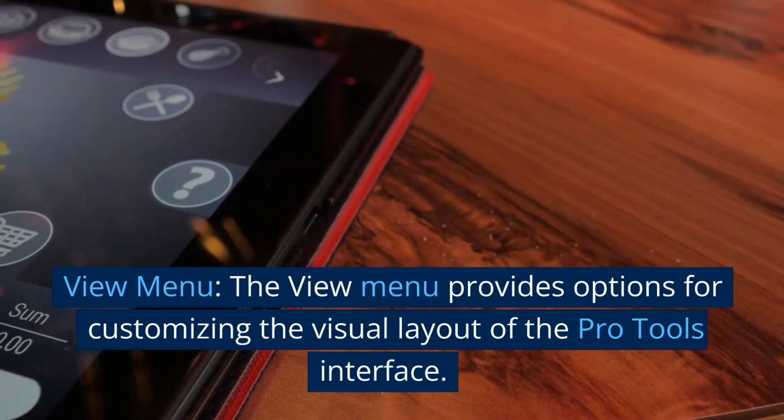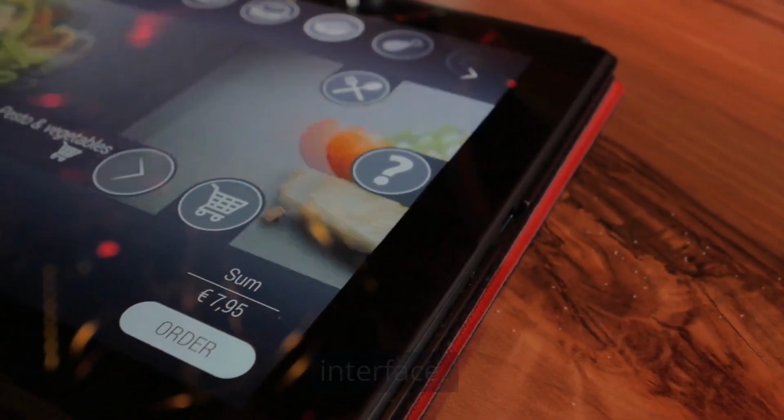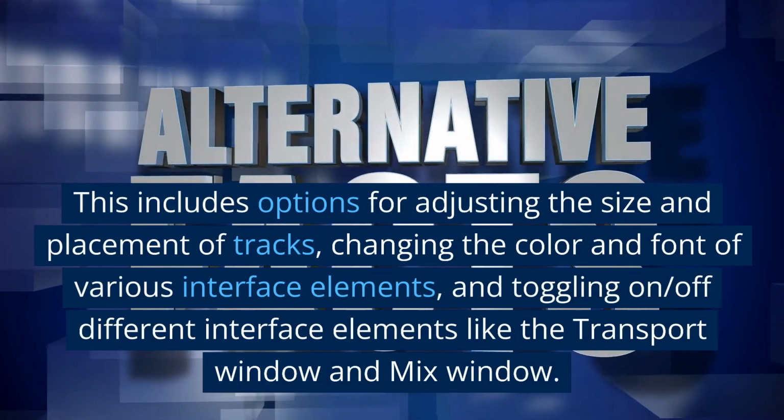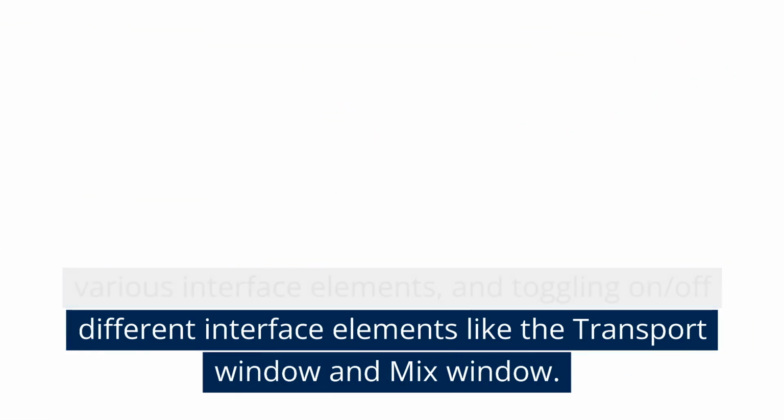View menu. The View menu provides options for customizing the visual layout of the Protools interface. This includes options for adjusting the size and placement of tracks, changing the color and font of various interface elements, and toggling on/off different interface elements like the transport window and mix window.